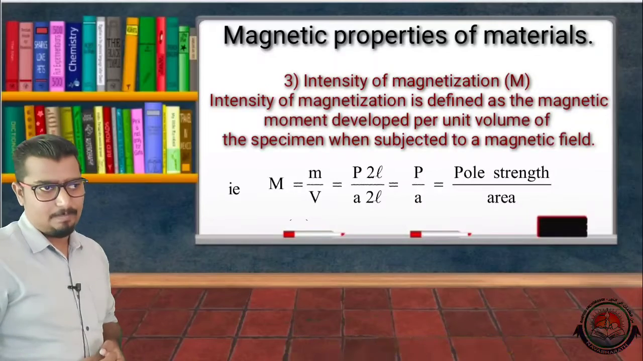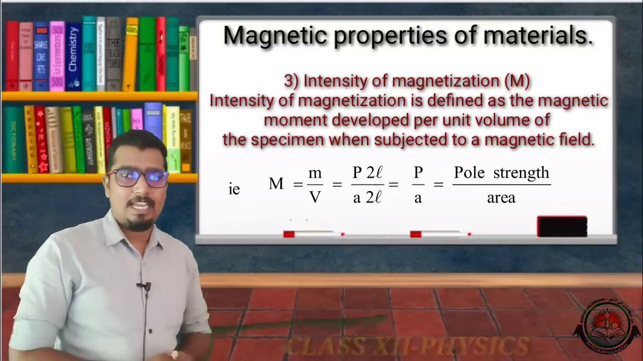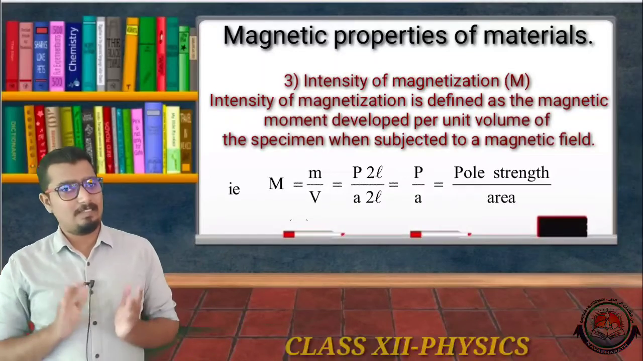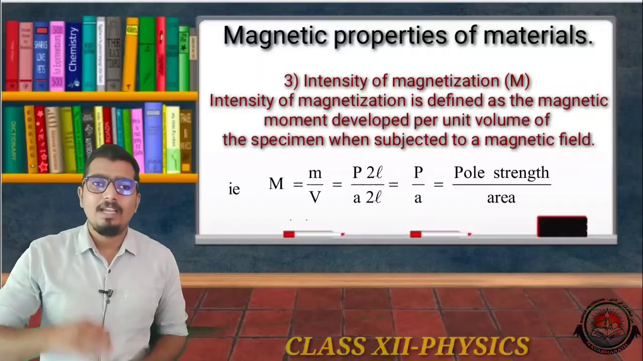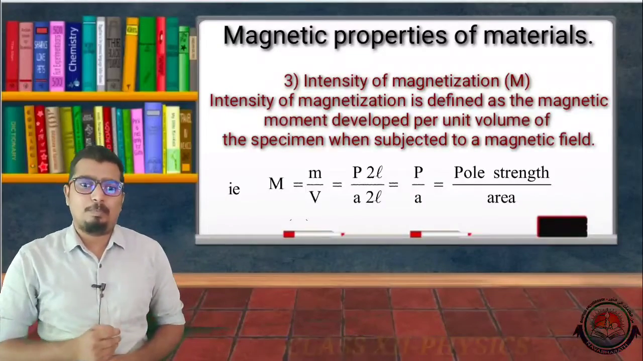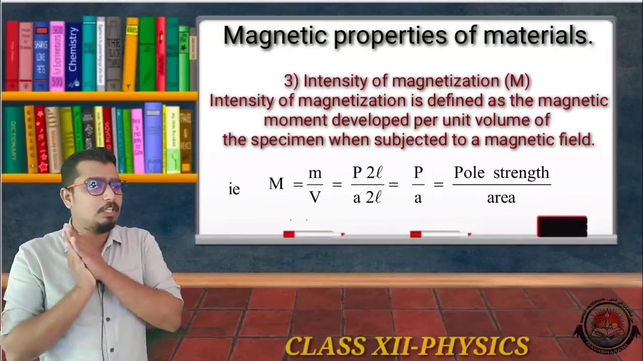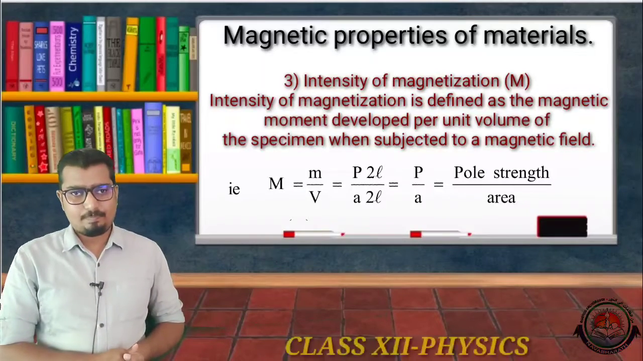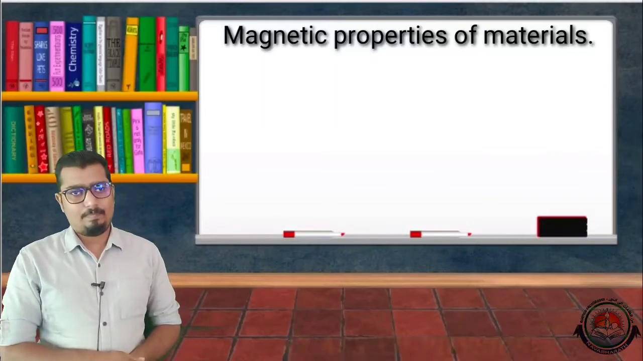Then what is the balancing one? P by A. That is pole strength per unit area. That is the intensity of magnetization, also defined as the pole strength per unit area. This is the third property.